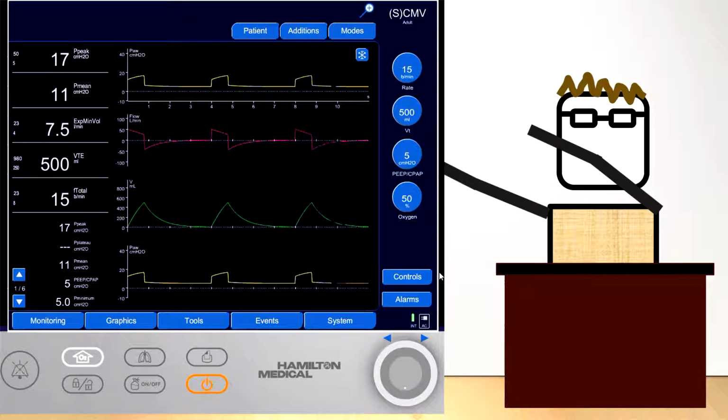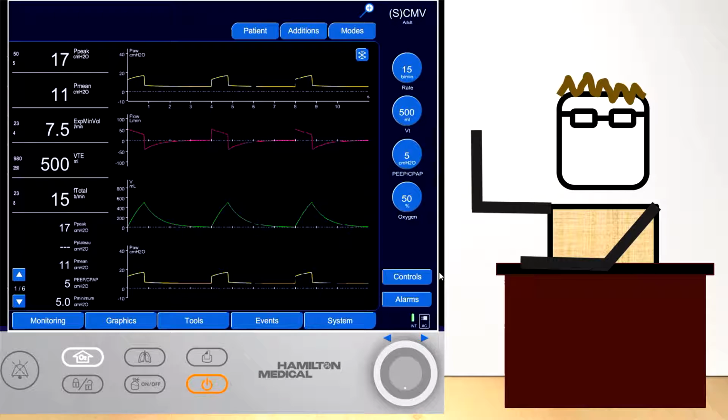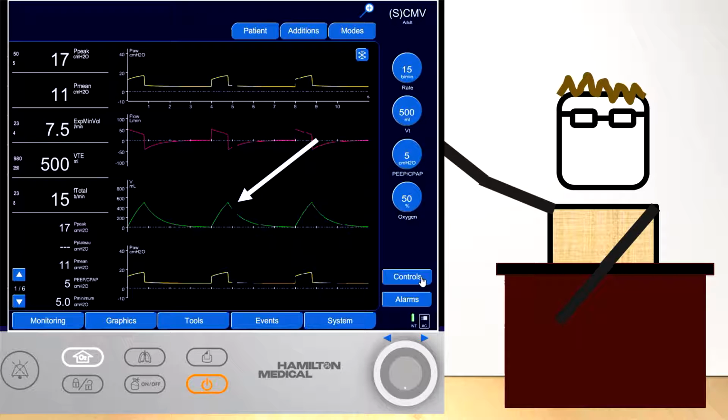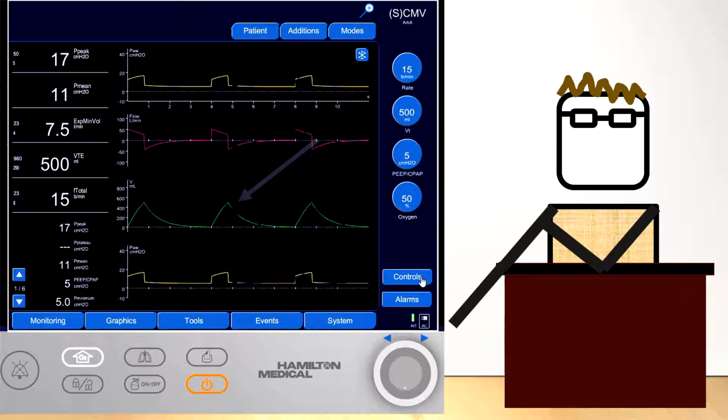For example, at a flow rate of 60 liters per minute, in order to get a tidal volume of 500 milliliters, you would need to have an inspiratory time of 0.5 seconds. Once the target volume is reached, the ventilator turns off the flow of gas. The ventilator will then cycle into exhalation mode, usually once the entire tidal volume is delivered.